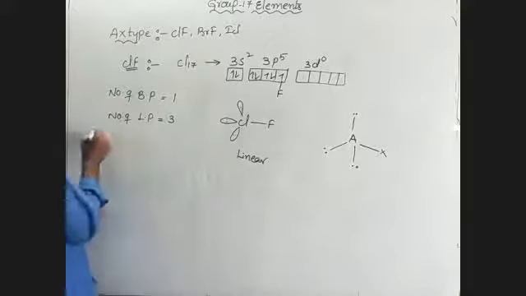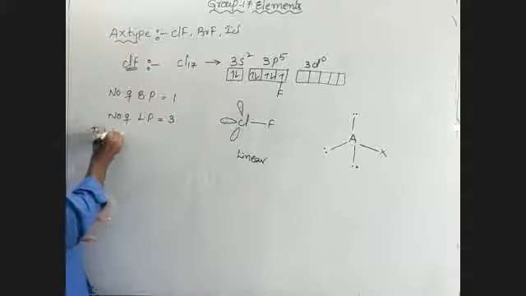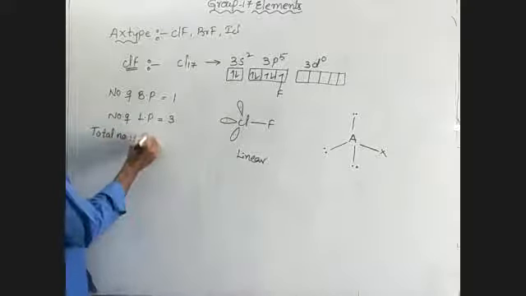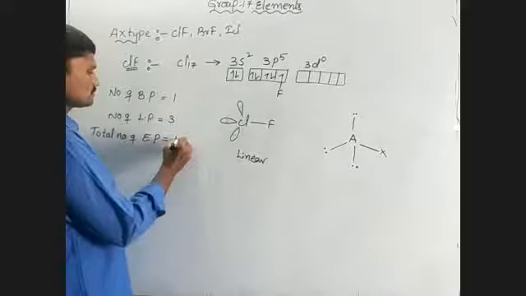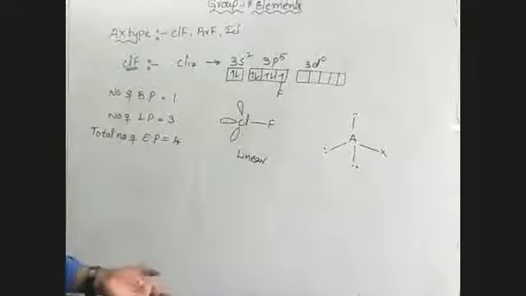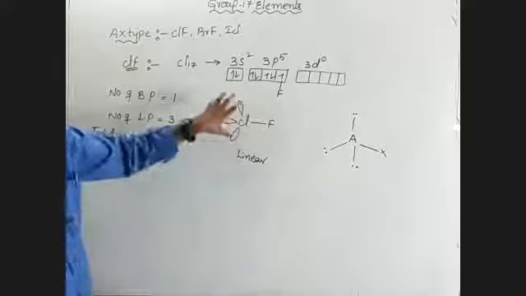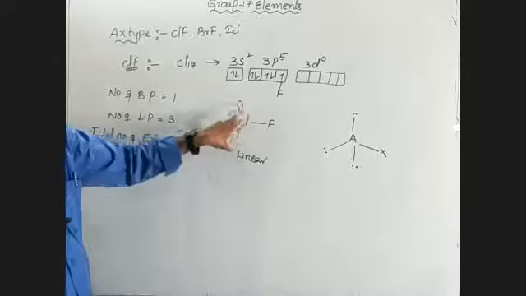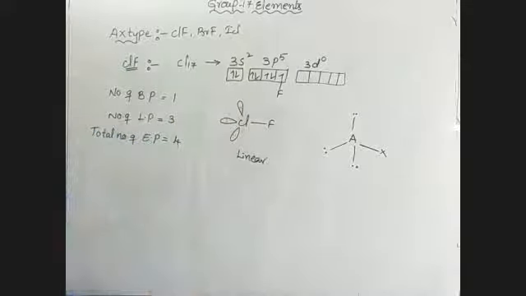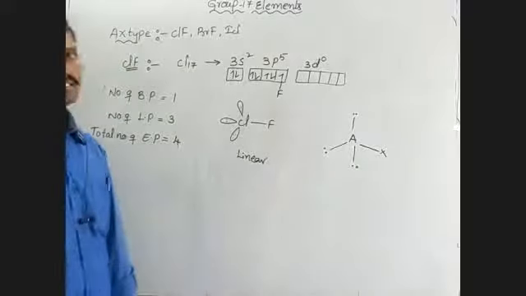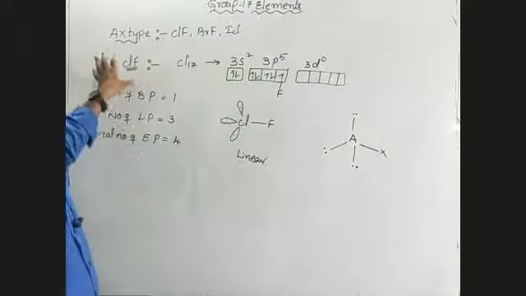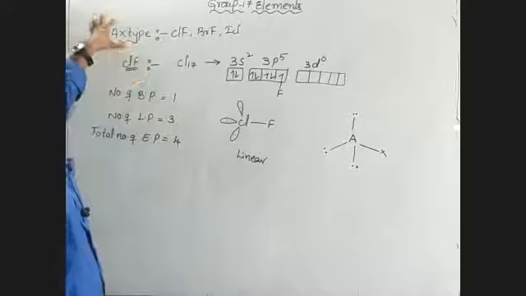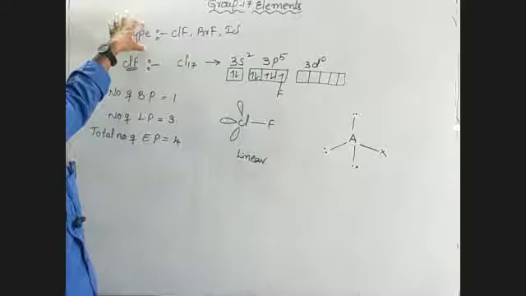So the total number of electron pairs is 1 plus 3, that is 4, either bond pair or lone pair. So the hybridization of chlorine in ClF is sp3 hybridization. So this is the structure of ClF, the AX type of interhalogen compound.